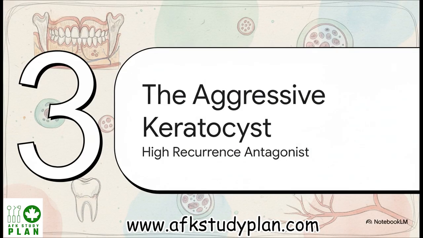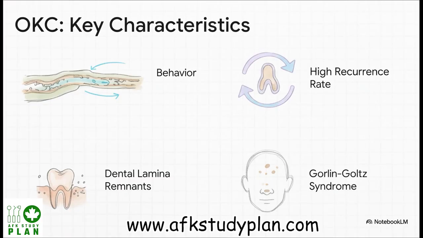All right, now it's time to talk about the antagonist of our story. This is the cyst that really demands your respect because it's aggressive, sneaky, and it has this incredibly frustrating habit of coming back. I'm talking about the odontogenic keratocyst, or OKC. So there are four things you just have to know about the OKC. First, its behavior is aggressive. It tends to grow along the inside of the bone without really expanding it, so it can get huge before you even notice it. Second, that crazy high recurrence rate. Third, it comes from remnants of the dental lamina. And fourth, it has a really important link to Gorlin-Goltz syndrome.